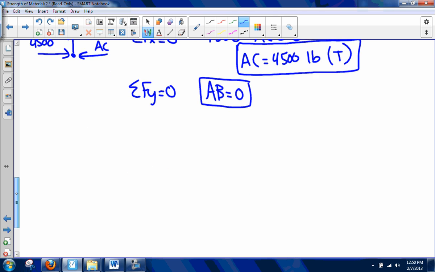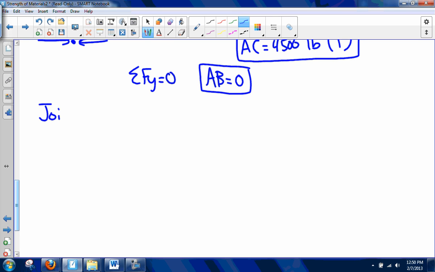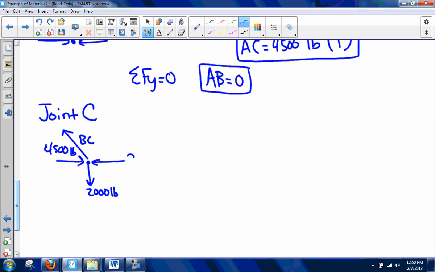So the next one I'm going to look at is going to be joint C. You could look at joint B, but I just happen to choose joint C. So joint C looks like this. I have AC, which I already said was in compression, and it had a value of 4,500. I've got BC, which I'm going to draw in tension. I've got a downward force of 2,000 pounds. And I've got this force going to the left, 3,000 pounds.